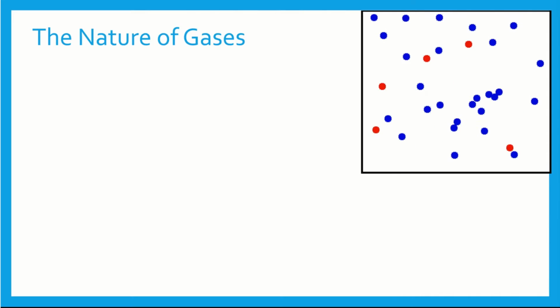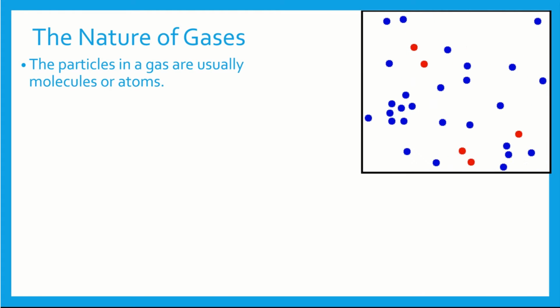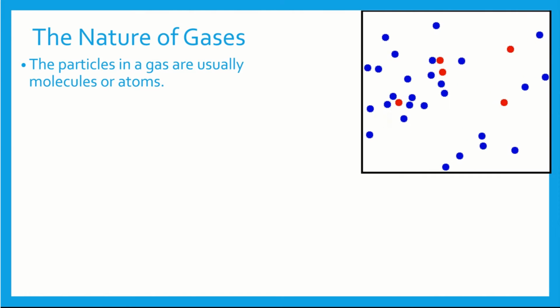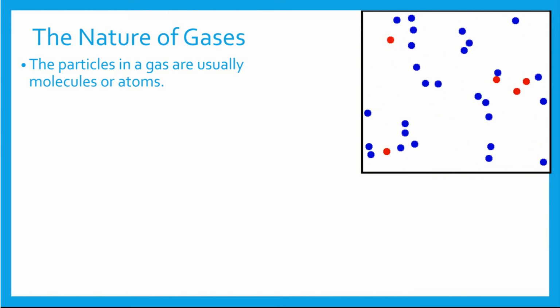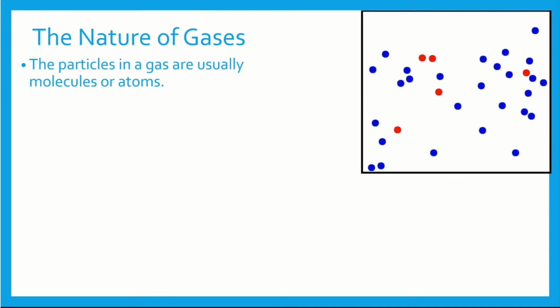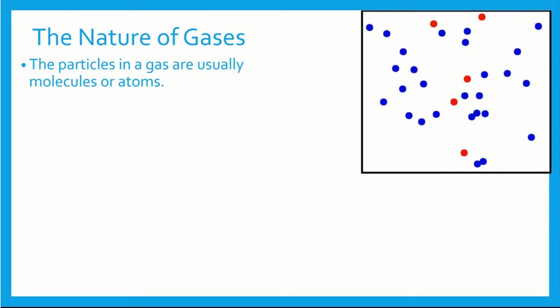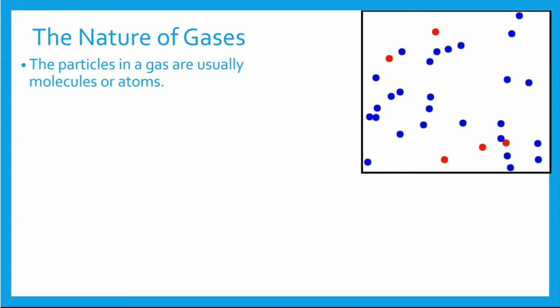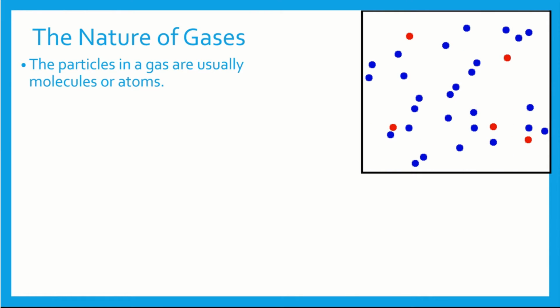So a little bit about gases, the nature of gases. The particles of gas are usually molecules or atoms. This is important to keep in mind. Molecules means that they are covalently bonded together. So we're talking about two non-metals bonded together, or plain old atoms. Hopefully you're familiar with which elements on the periodic table are gases, which ones are liquids and solids.